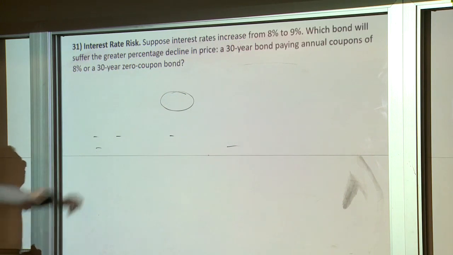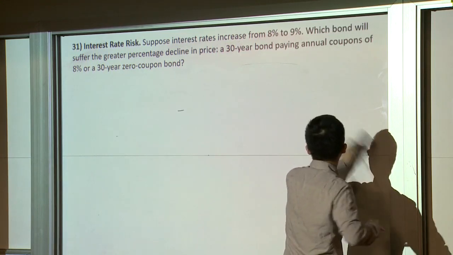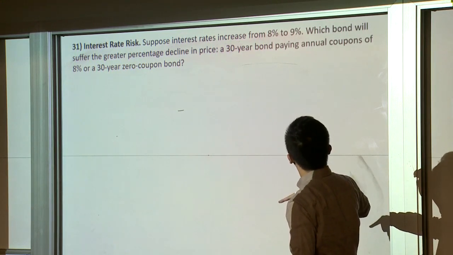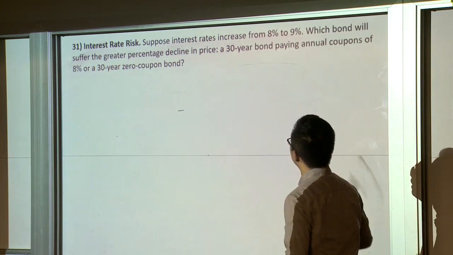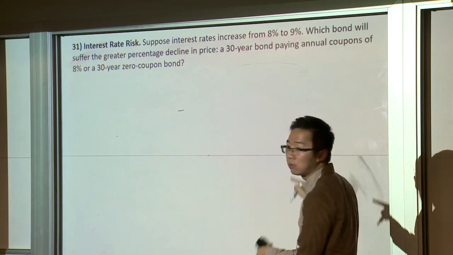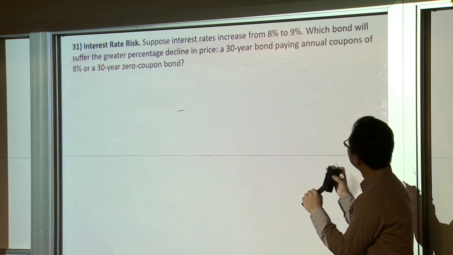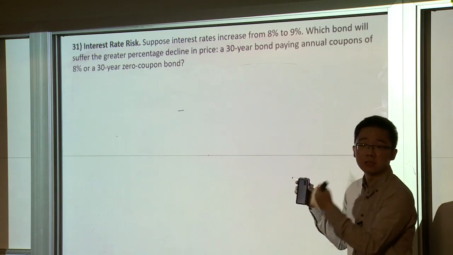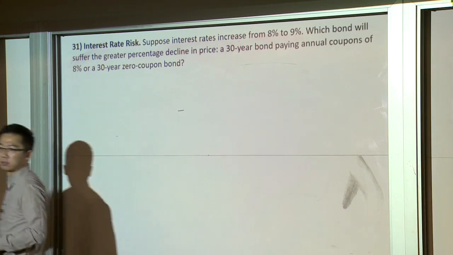Now, second case. Two bonds. Now, interest rate changes. It increases from 8% to 9%. So which bond will suffer the greater percentage decline in price? A 30-year bond paying annual coupons of 8%, or a 30-year zero coupon. Okay, two bonds with the same years to maturity, but the difference is the coupon rate. One is an 8% coupon rate. The other is a 0% coupon rate. Okay, which one is more sensitive to the interest rate change?